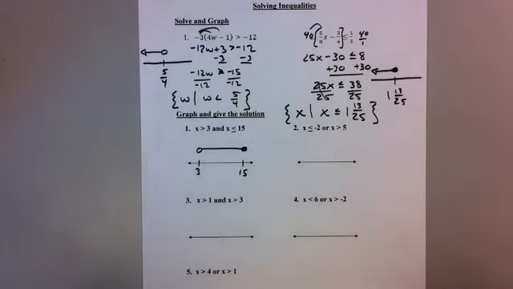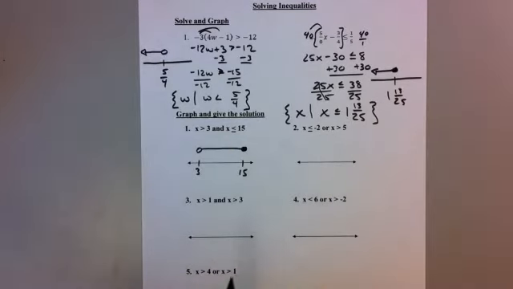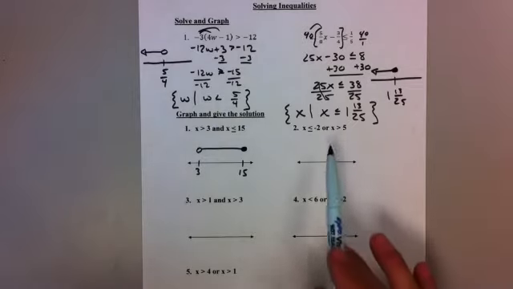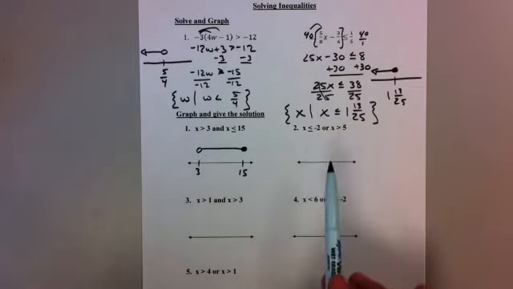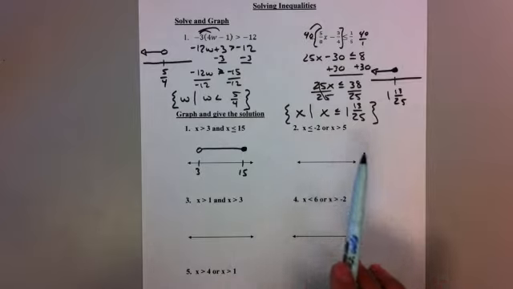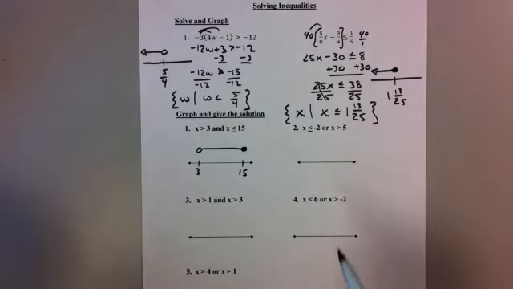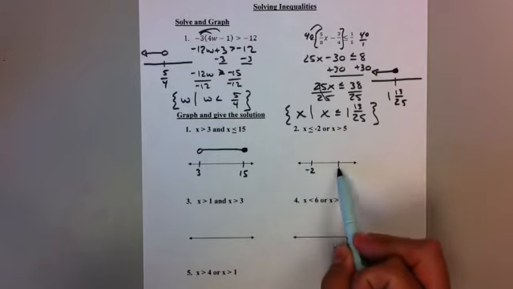Now, on the other hand, we have a word like or. Or is all inclusive. It means that either situation will make us happy. So when it says x is less than or equal to negative 2 or x is greater than 5, as long as you give me a number that satisfies either this part or this part, I'm a happy person. So, as I look at this, I'm going to write negative 2 here, and I'm going to write a 5 here.